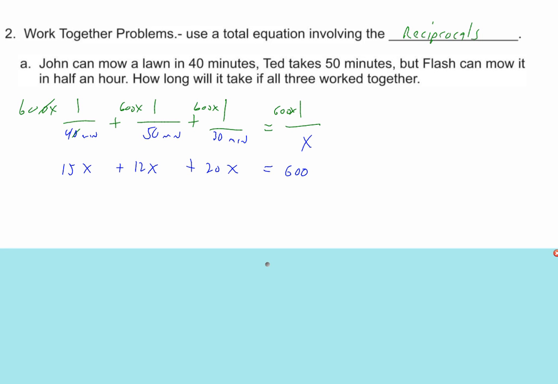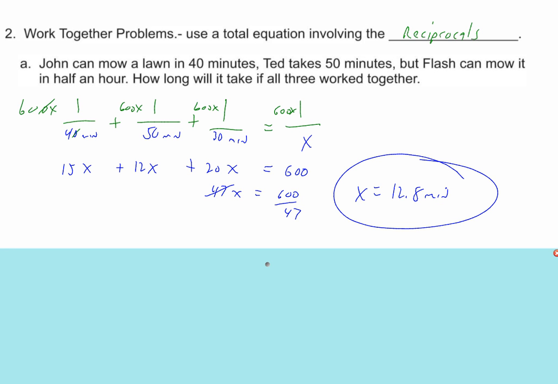All right, and so solve that. Not a big deal. I just add the like terms: 15, 27, 47x equals 600. So divide the 600 by 47. Break out the calculator, punch it out. And the total time is 12.8 minutes.